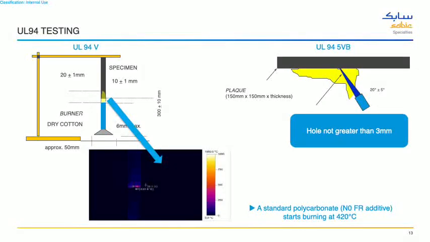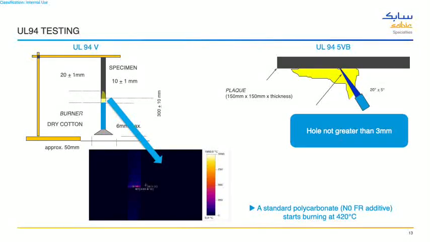And it should have a very stringent behavior. The material should be able to pass the test and should not form a hole. Just as an example here, if you have a standard polycarbonate, when you put a flame, it starts burning at around 320 degrees, not 320, 420 degrees centigrade. This is the picture we took.